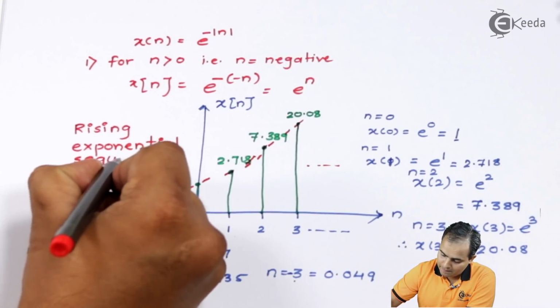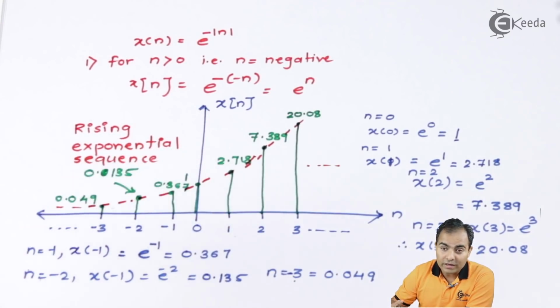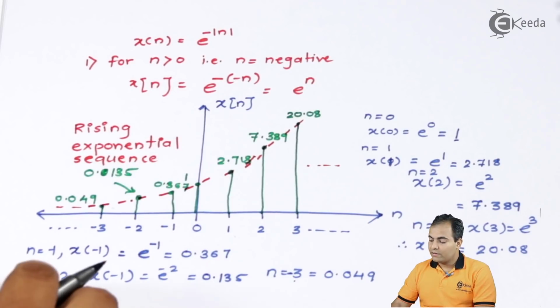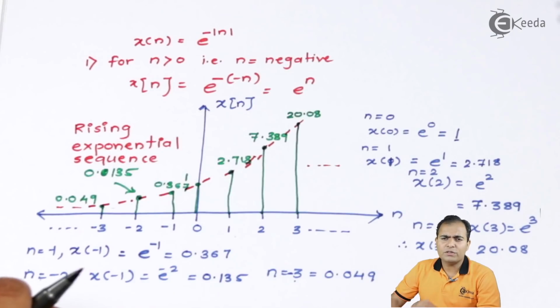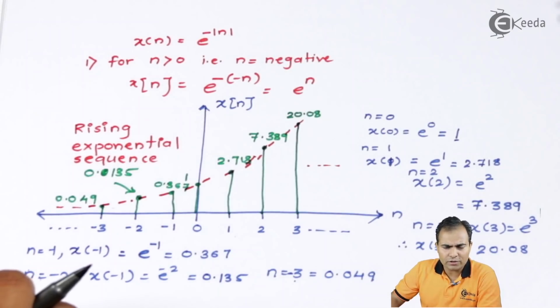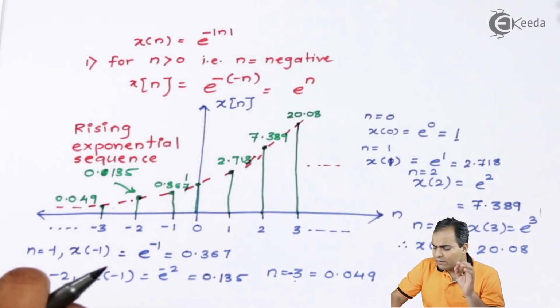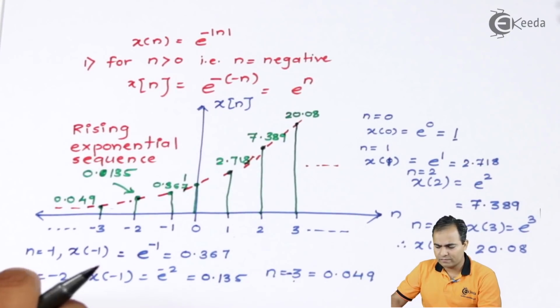Sequence, but in discrete time. Now this graph is for rising exponential. We'll do the same thing for decaying exponential also. Now, so how it looks, we'll see.